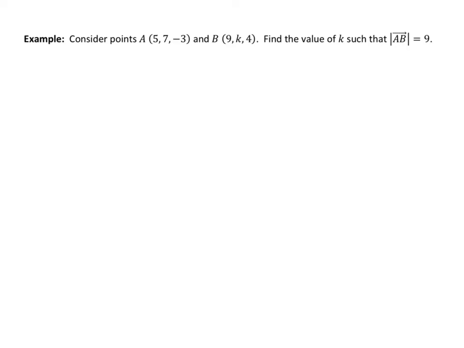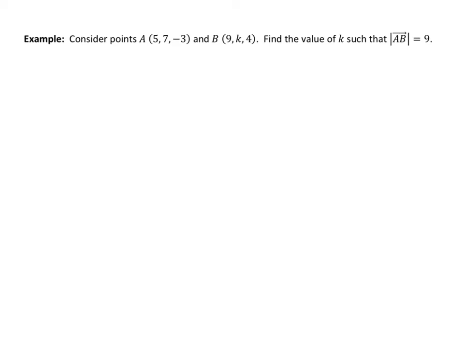So the problem gives us 2 points, a point A and a point B, and you're asked to find the value of K, which you notice is inside of one of the components. Find the value of K such that the magnitude of AB is 9. Right? So I think the hint that I would give you here is, can you figure out what AB is? And even if you can't find numbers for all of it, can you get an expression for what AB is?